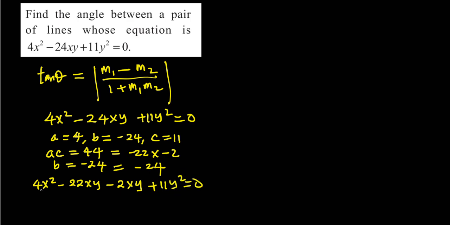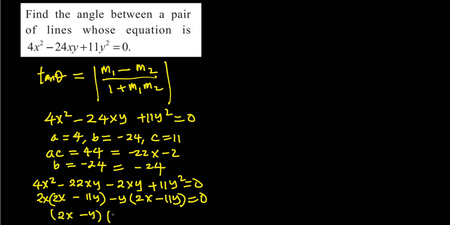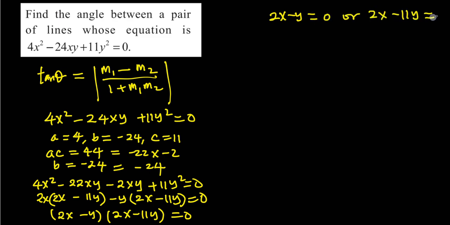Now let's make factors. With factors, we may have 2x outside for these two, then we're going to have 2x minus 11y. And here we may factor out y, so that we have 2x minus 11y equals 0. So if you make factors, we're going to have (2x minus y) times (2x minus 11y) equals 0. So separating the factors, we will have 2x minus y equals 0, or 2x minus 11y equals 0.